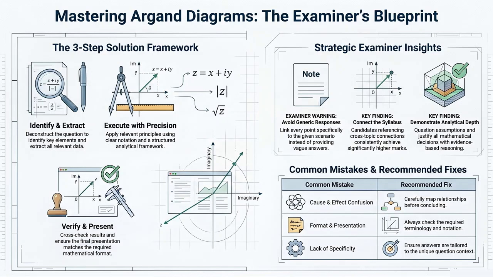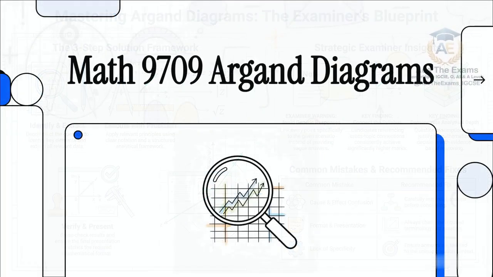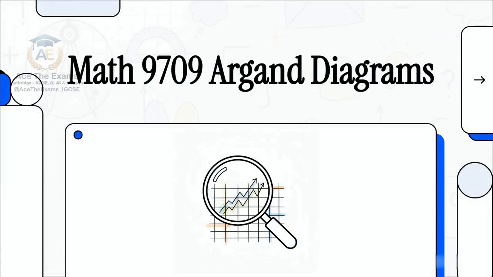Welcome to this explainer. You are essentially a secret agent today, and your mission, should you choose to accept it, is to extract maximum marks from a highly hostile exam paper in 20 minutes or less. We are deploying a strategic, high-stakes playbook specifically to help you dominate Section 3.9, Complex Numbers and Argand Diagrams, for the Cambridge AS and A-Level Mathematics 9709 exam.